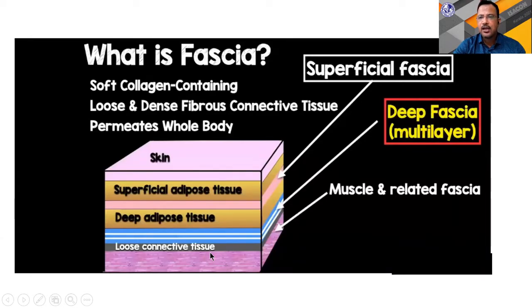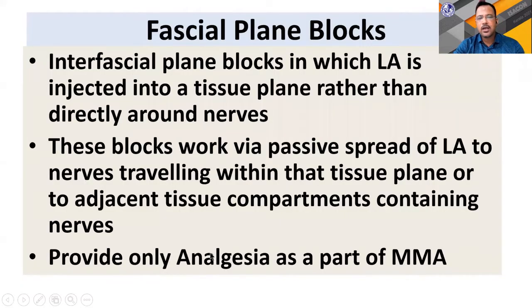It is this deep fascia, or multi-layered fascia, in which the nerves travel, and this deep fascia is the target for any interfascial plane blocks. Now, what are the fascial plane blocks? The interfascial plane block is one in which LA is injected into a tissue plane rather than directly around the nerves.